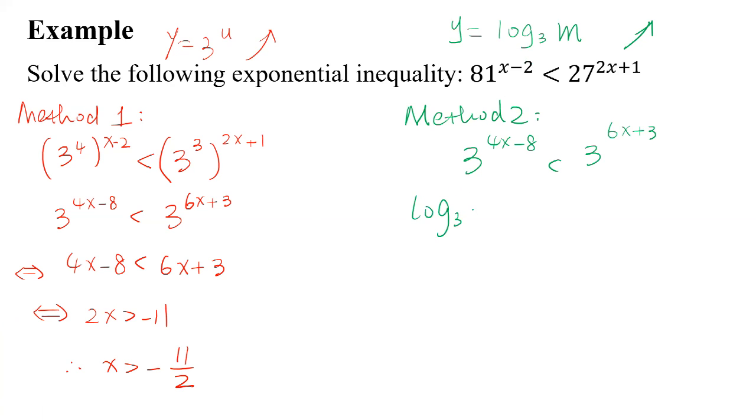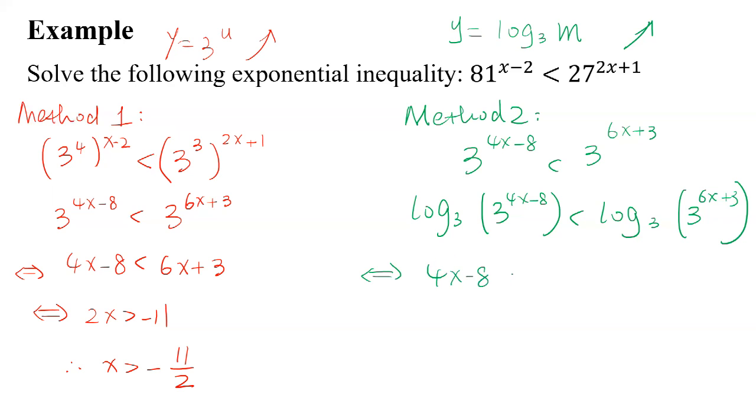So that means log base 3 of 3 raised to the 4x minus 8 less than log base 3 of 3 raised to the 6x plus 3, right? And this is equivalent to the left side being 4x minus 8 and the right side being 6x plus 3, right? Which is equivalent to 2x greater than minus 11. And therefore x is greater than minus 11 over 2. So you can choose either method you like to solve this question, right?